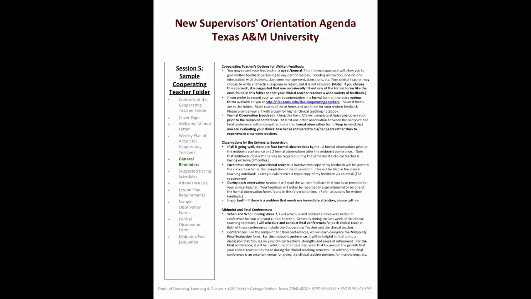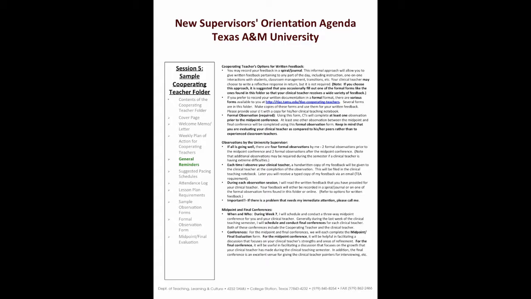The next slide is a continuation of this handout. There's detailed information on the cooperating teacher's options for written feedback, and this includes again the spiral journal option, which allows the cooperating teacher to give written feedback pertaining to any part of the day, including instruction, one-on-one interactions with students, classroom management, transitions, etc. The second bullet discusses written documentation in a formal format. For this option, there are various forms available to the cooperating teacher at the link provided.